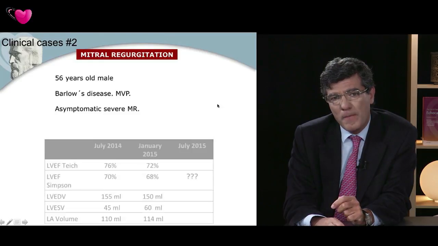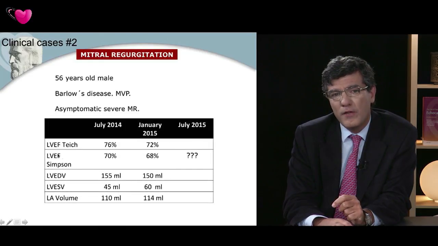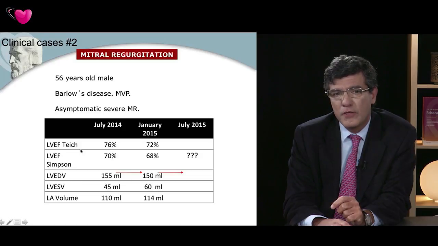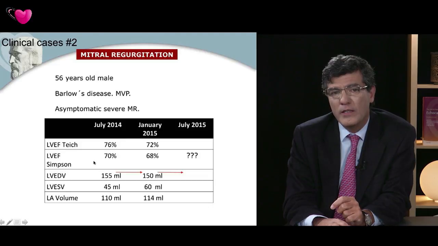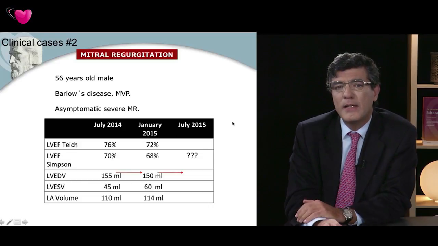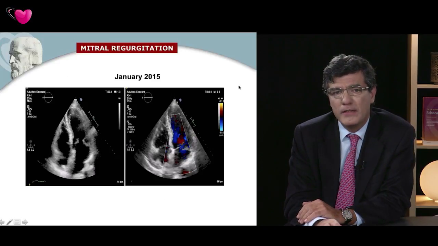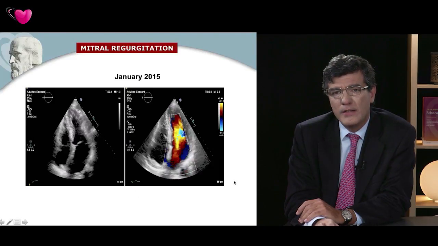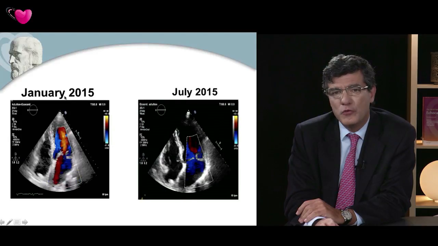So why may heart model help here? First, take-home: I'm putting the values here just to try to forget about the method by which ejection fraction is calculated. We need volumes. The volume-estimated ejection fraction was 70% in July 14, 68% in 15, and what happened in 6 months when the asymptomatic patient came for a follow-up visit? This is the echo from January to 15, just to compare January to July.